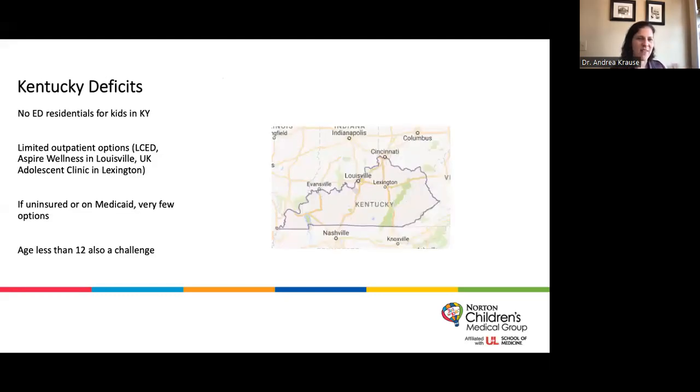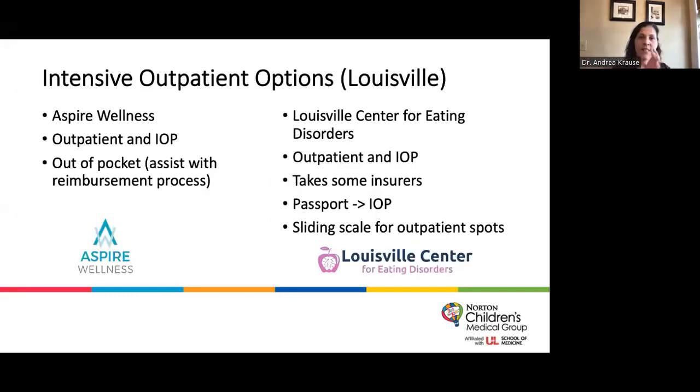And then as I've already kind of hit on, there are deficits in Kentucky. So I'll just note that if the patient is on Medicaid, that's going to be a challenge. If they're less than 12, that can be a challenge. Our intensive outpatient options in Kentucky here are Aspire Wellness and the Louisville Center for Eating Disorders. There's a side-by-side comparison that you can look at later if there's a particular patient you have in mind.